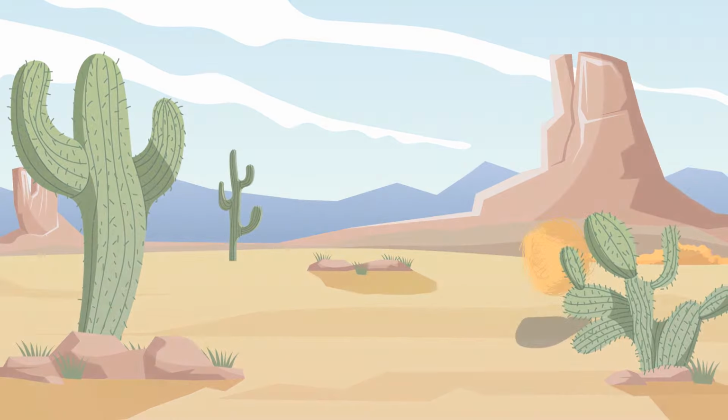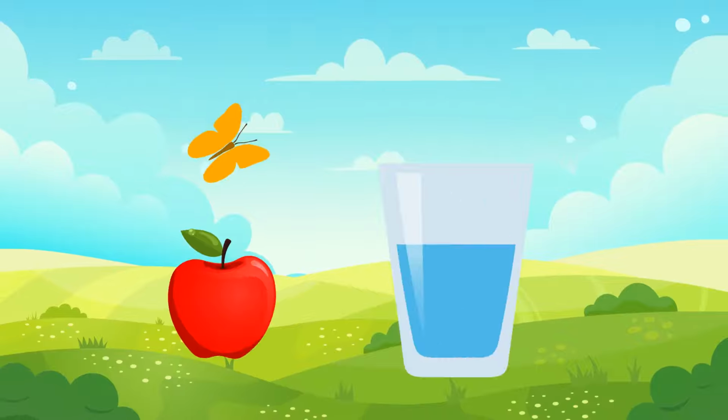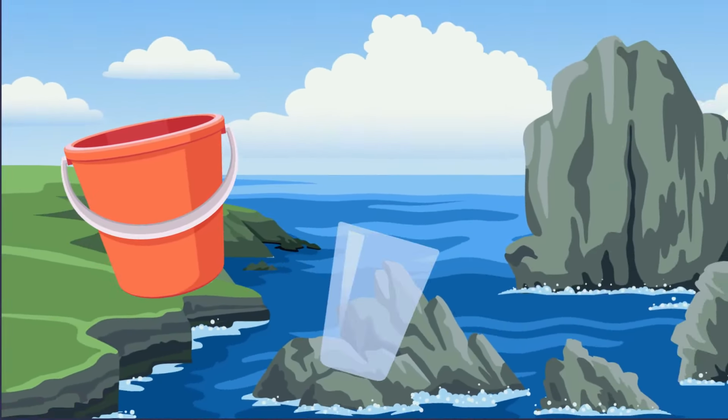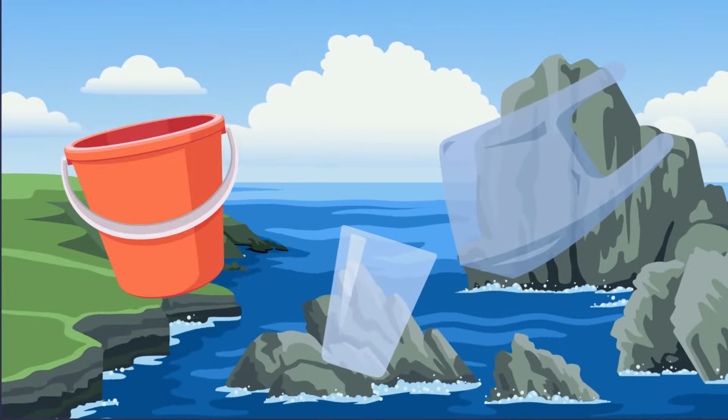There are 3 options: a desert with a couple of cacti, a sunny meadow with an apple and a glass of water, and a sea beach with sharp rocks. 1 bucket, 1 glass, and some plastic bags. Which place would you choose?